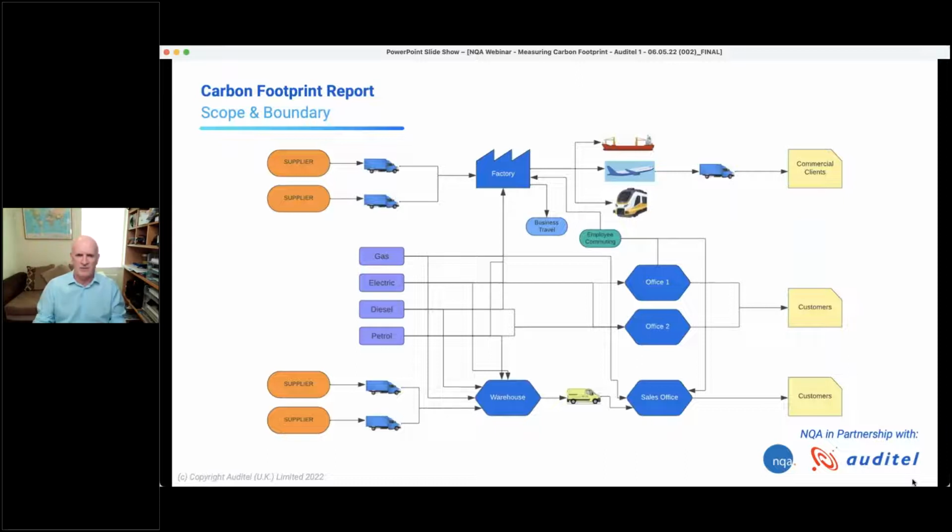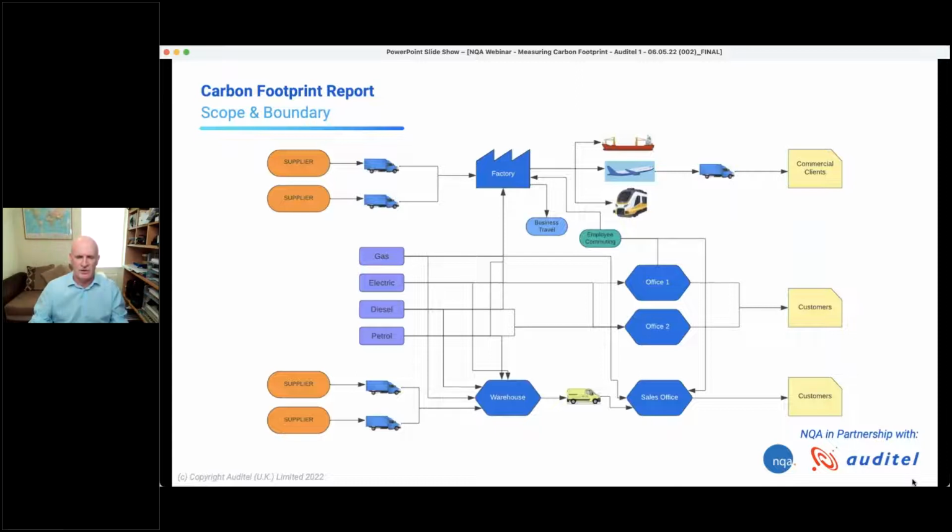Once they get to the factory, what happens there? There might be gas involved, gas for heating or gas for some production processes. There's going to be electricity. There may be diesel, which could be for generators or for some of your company vehicles, and petrol. So you then start to get a picture and drawing up of the emissions and where they're actually being created. Business travel, employees commuting. So all of a sudden we now start to see what is going into the factory.